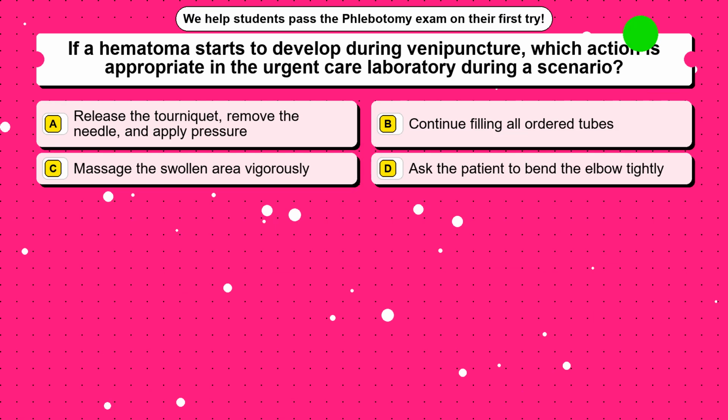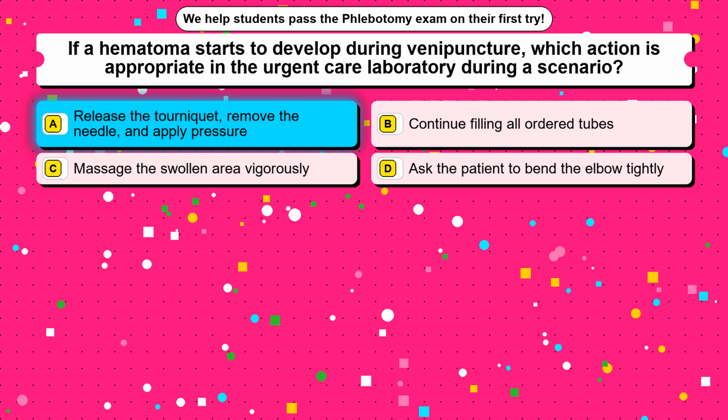Question 36. If a hematoma starts to develop during venipuncture, which action is appropriate in the urgent care laboratory during a scenario? Option A. Release the tourniquet, remove the needle, and apply pressure. Option B. Continue filling all ordered tubes. Option C. Massage the swollen area vigorously. Option D. Ask the patient to bend the elbow tightly.